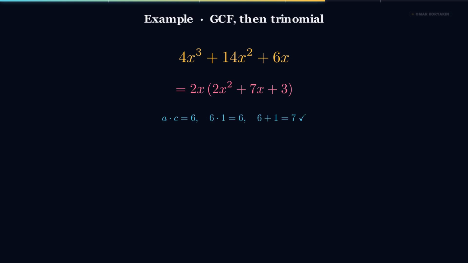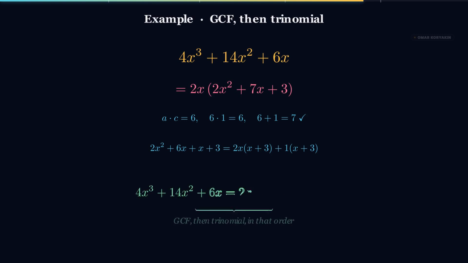Now apply the AC method on the trinomial. A times c equals 2 times 3 equals 6, b equals 7. 2 numbers whose product is 6 and sum is 7 are 6 and 1. Split the middle term and group. The trinomial becomes 2x squared plus 6x plus x plus 3, which factors by grouping into 2x times the quantity x plus 3 plus 1 times the quantity x plus 3. Pulling out the shared binomial gives x plus 3 times 2x plus 1.